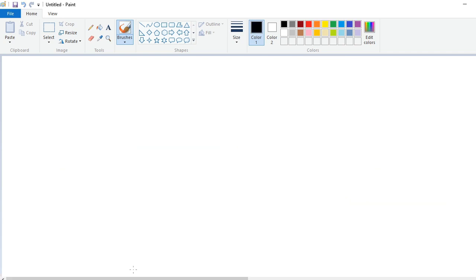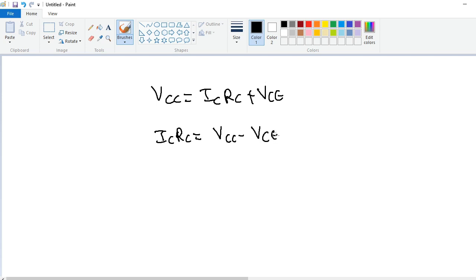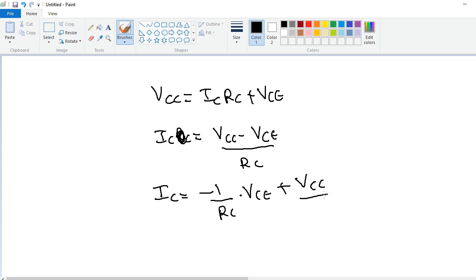Now the slope of the DC load line. That is also very important, especially in class A transformer coupled amplifier analysis. The basic equation is VCC is equal to IC into RC plus VCE. So IC into RC is equal to VCC minus VCE, and IC is equal to VCC minus VCE divided by RC. By rearranging this equation, IC is equal to minus 1 by RC into VCE plus VCC by RC.